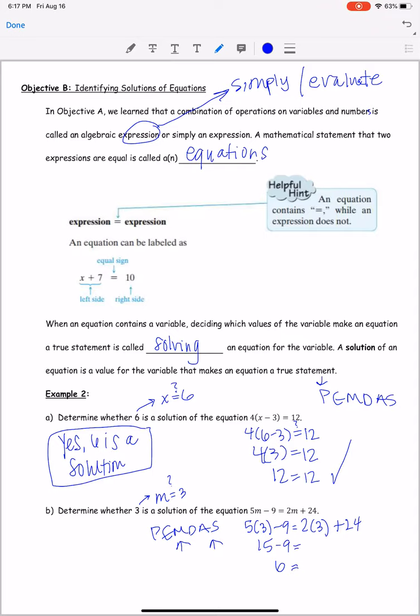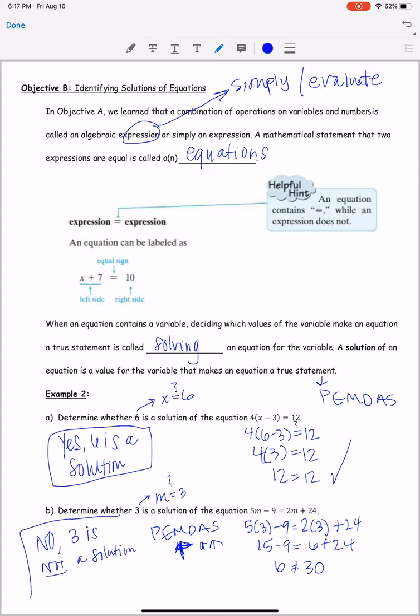On the other side, we've got 2 times 3 plus 24. So again, we need to multiply. 2 times 3 is 6. Bring down your plus 24. Now the only operation I have is add. 6 plus 24 gives me 30. Does 6 equal 30? No, it does not. So I'm going to put a little line through that equal sign. That means does not equal. So 6 does not equal 30. So determine whether 3 is a solution. No, 3 is not a solution.